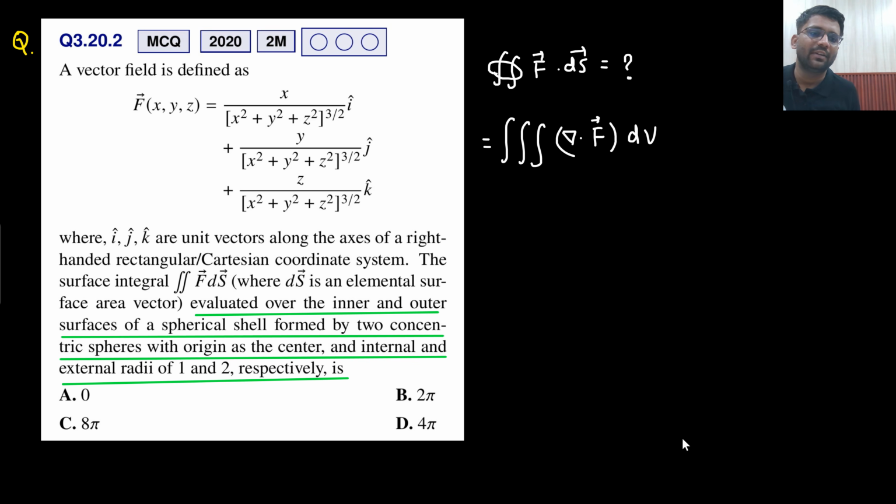What is your vector field f? Sir, it is x i cap plus y j cap plus z k cap divided by x square plus y square plus z square to the power 3 by 2. This is your vector field f.